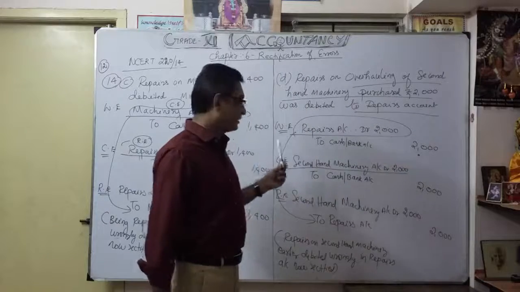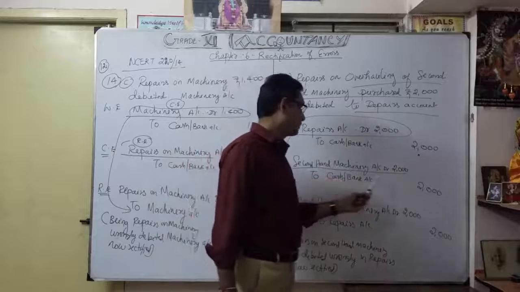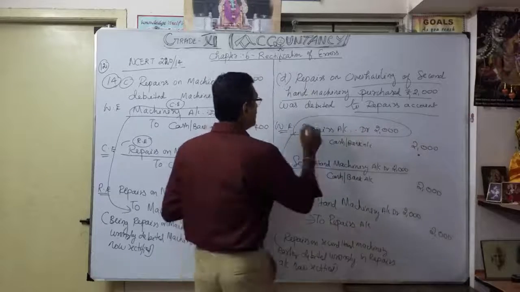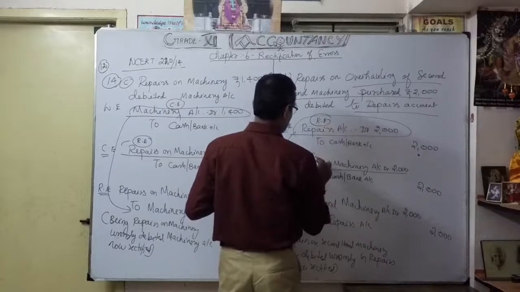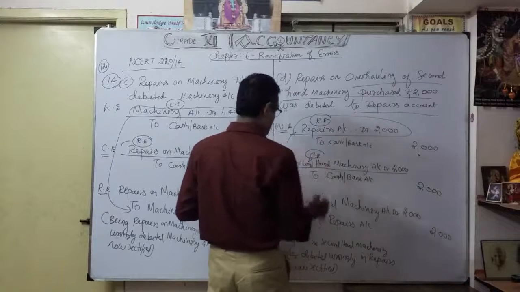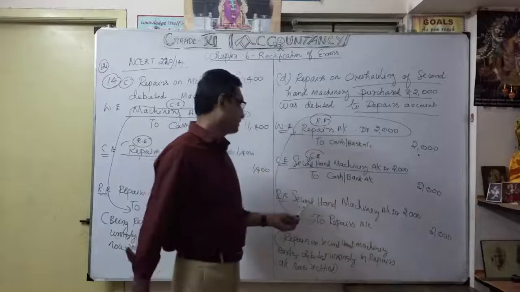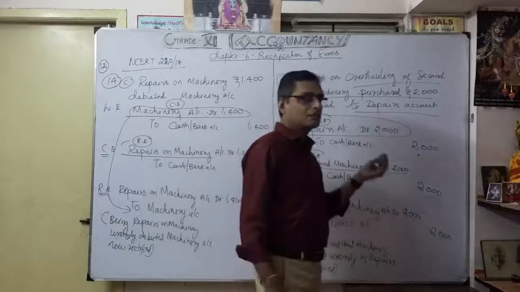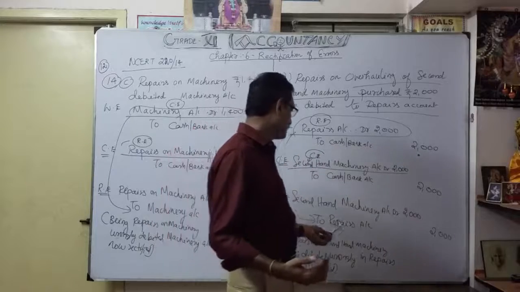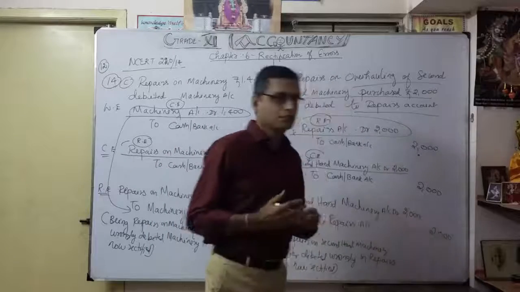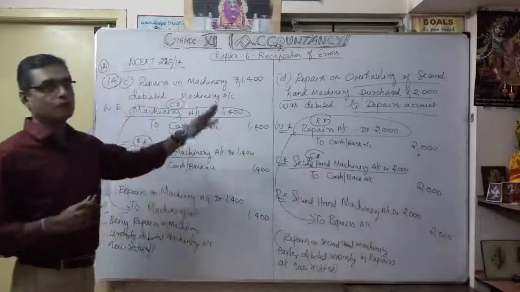What's the correct entry? Second hand machinery account debit to cash and bank account 2000. So this was wrongly written as revenue expenditure. It's supposed to be capital expenditure. That's why we make it capital expenditure, second hand machinery account 2000. So earlier wrongly debited to repairs account, now rectified by giving effect on the credit side to repairs account 2000. Understood? That was our fourth example.